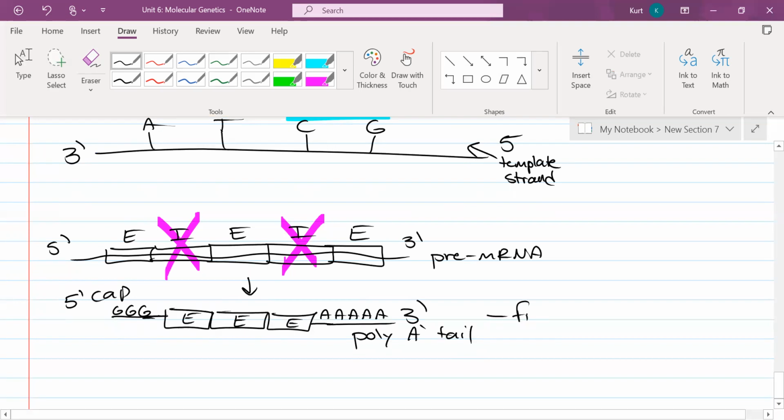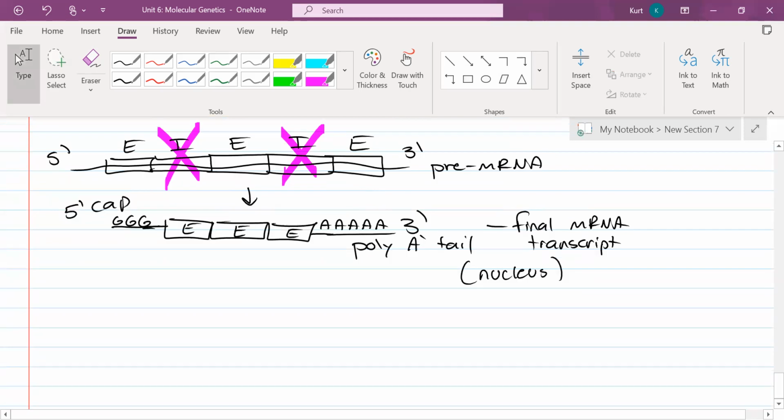This is now known as a final mRNA transcript. This all takes place in the nucleus, but it is now ready to leave the nucleus. It's like a little bird. It's finally grown up and ready to leave the nest. It can then go out of the nucleus to the cytoplasm.